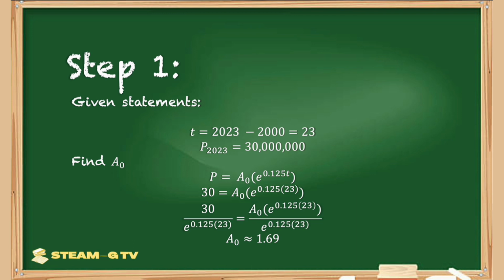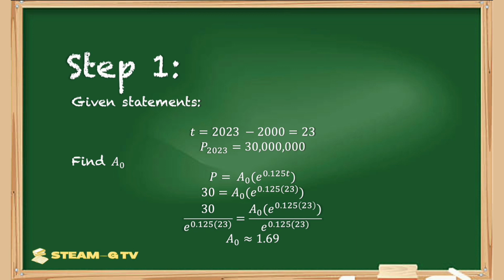Using the given formula, P equals A0 times e raised to the power of 0.125 times T, we can say that 30 is equal to A0 times e raised to the power of 0.125 times 23, 30 and 23 being the respective values of our given statements P and T. Since we're finding A0, we divide both sides by e raised to the power of 0.125 times 23. After that, we can cancel out e raised to the power of 0.125 times 23. Then we are left with A0 equals 30 divided by e raised to the power of 0.125 times 23.